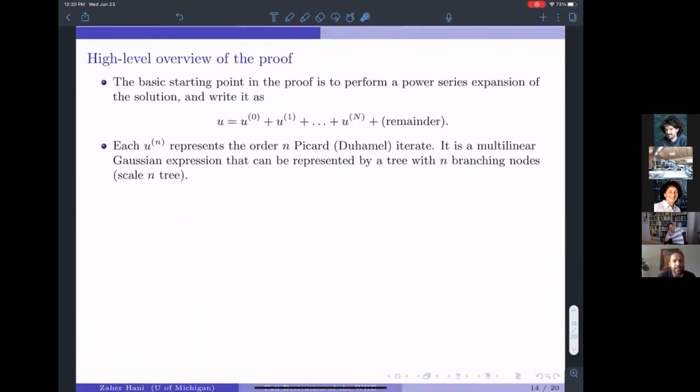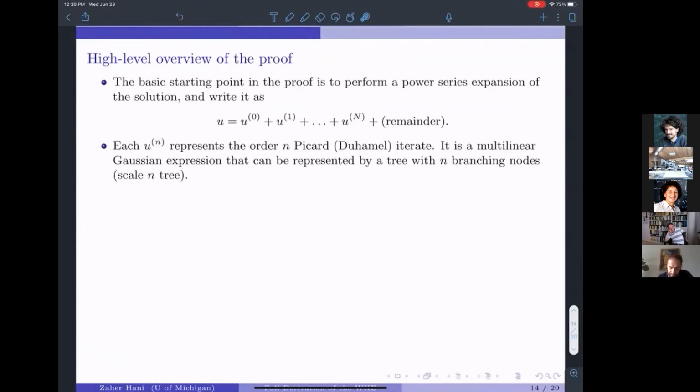All right. So let me give a high-level overview of the proof, if there are no questions about the result. The starting point of the proof is to perform a power series expansion of the solution, particularly to write it in terms of its iterates.